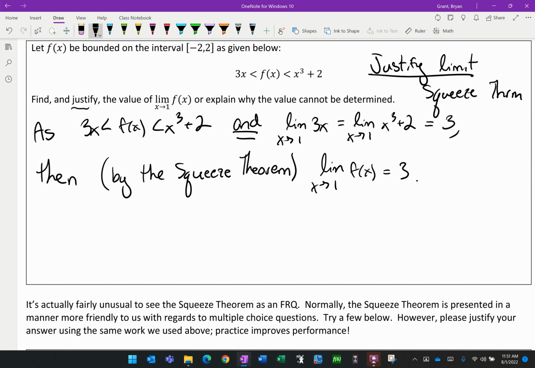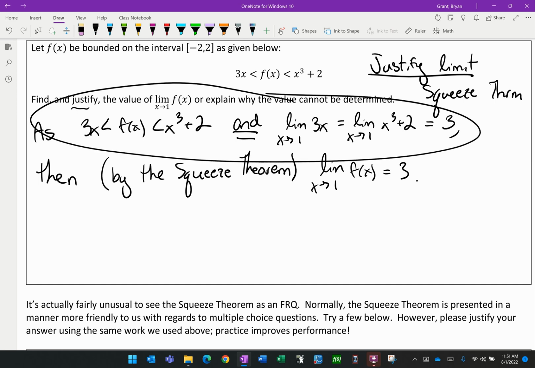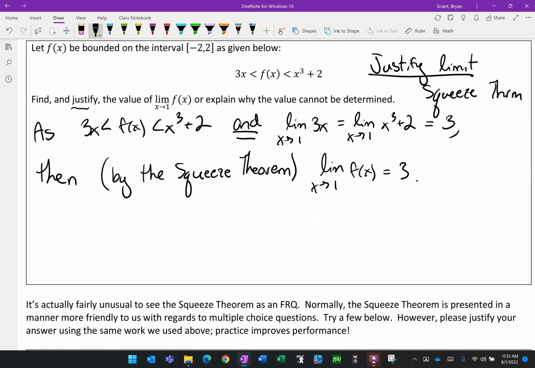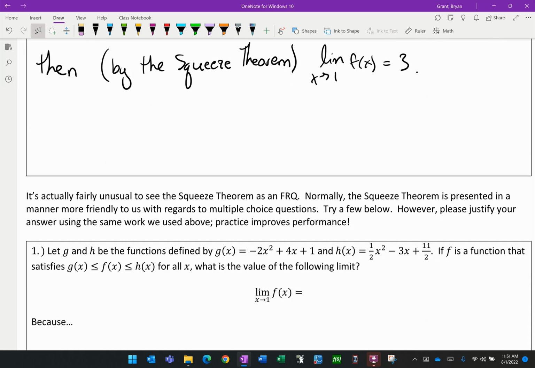That's it, right? It's a pretty simple setup. The only problem is there's that bit of memorization. What had to happen and what happened. We don't want to do "if," because "if" makes it sound like you're not sure. You can cite the theorem or not. And that's it. Ta-da! So, it is actually fairly unusual to see the squeeze theorem as an FRQ.